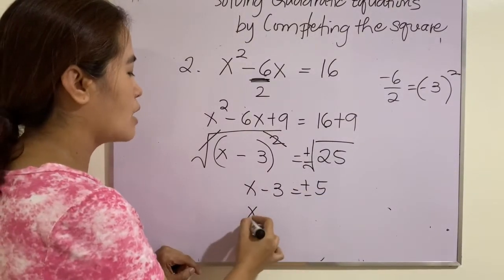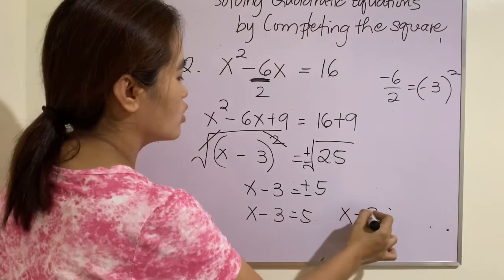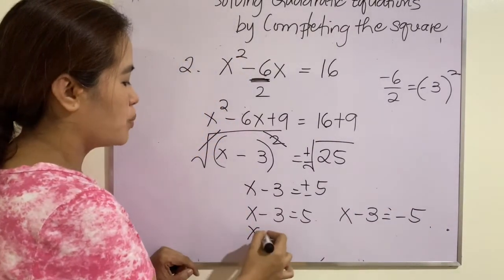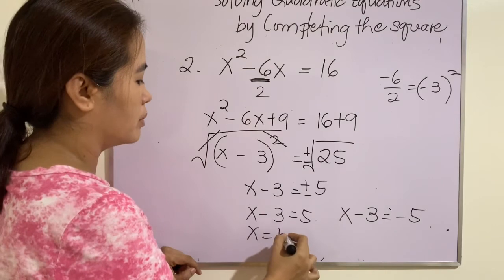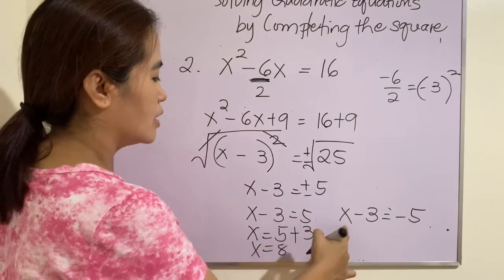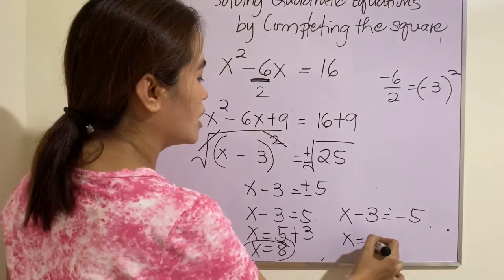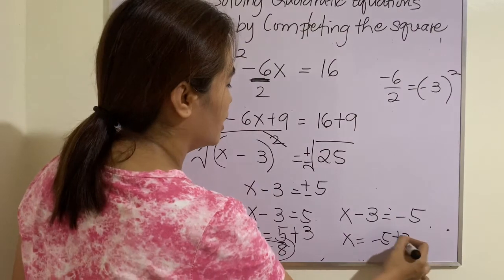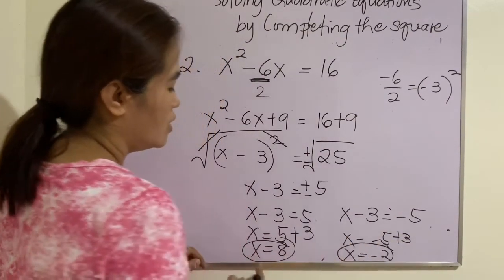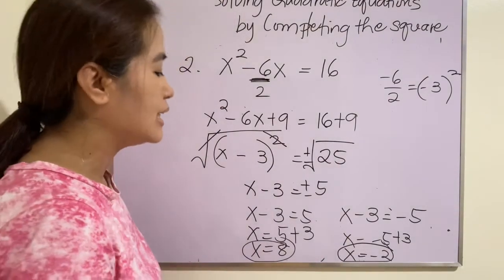Solving for x, you have x minus 3 equals 5. x minus 3 is equal to negative 5. Transposing to the other side, that will be 5 plus 3. x is equal to 8. The other one, x equals negative 5 plus 3. So x is equal to negative 2. So the values of x are 8 and negative 2.